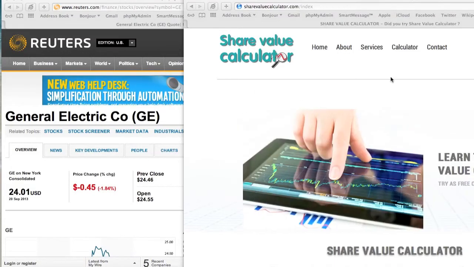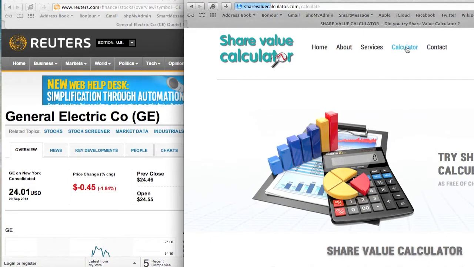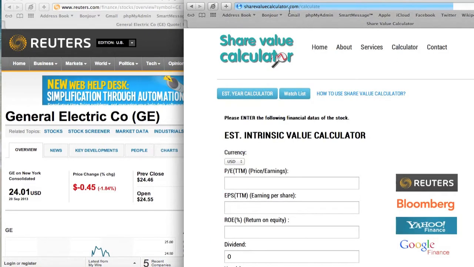Hi, I want to show you how to value a stock price with Share Value Calculator. Let's open the calculator screen.